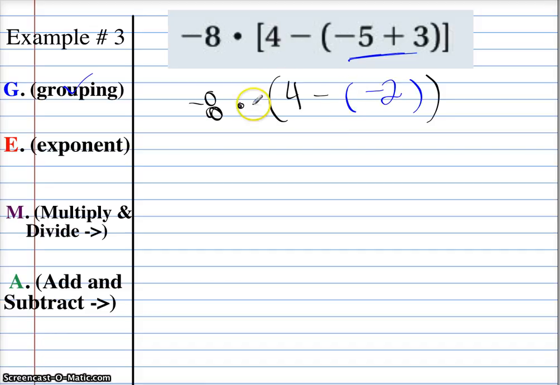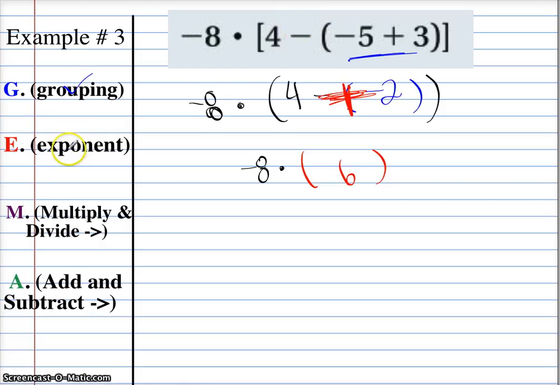So 4 minus -2. Well, let's keep going. This is my grouping. I know this is adding, but that's my grouping, so my grouping comes first, even though there's adding inside. Negative and negative makes a positive. 4 plus 2 becomes 6. Then I have a -8 in the front times 6. Let's check this off.